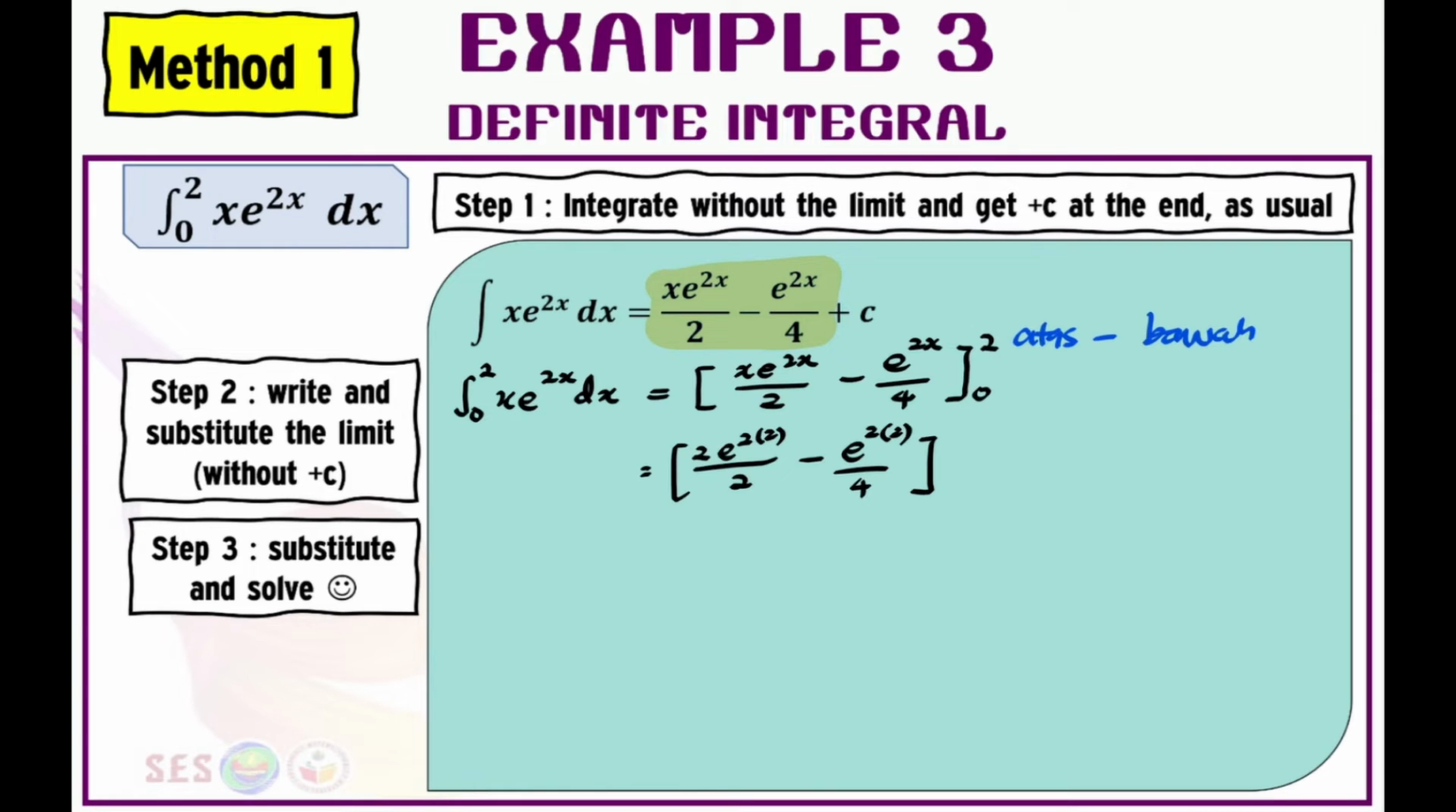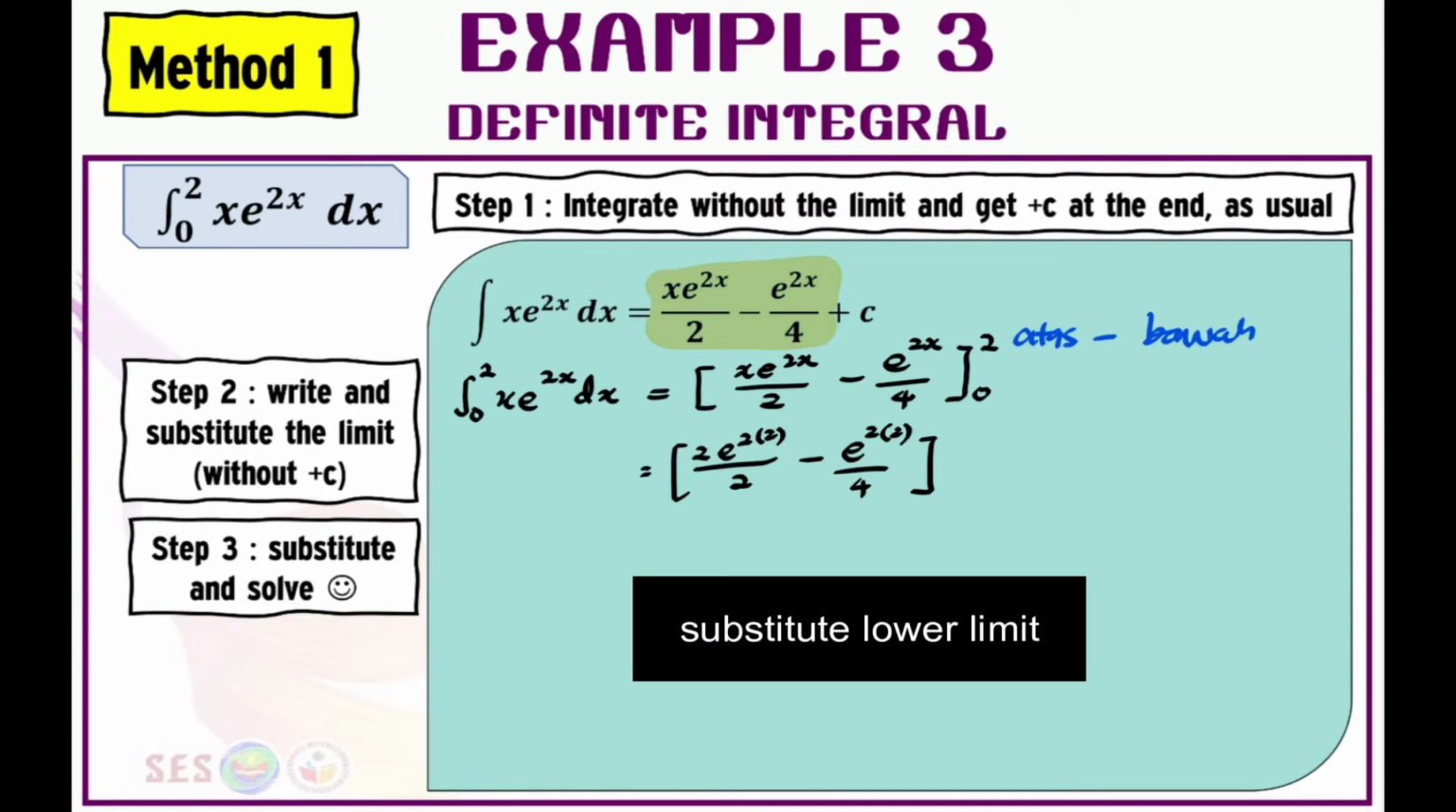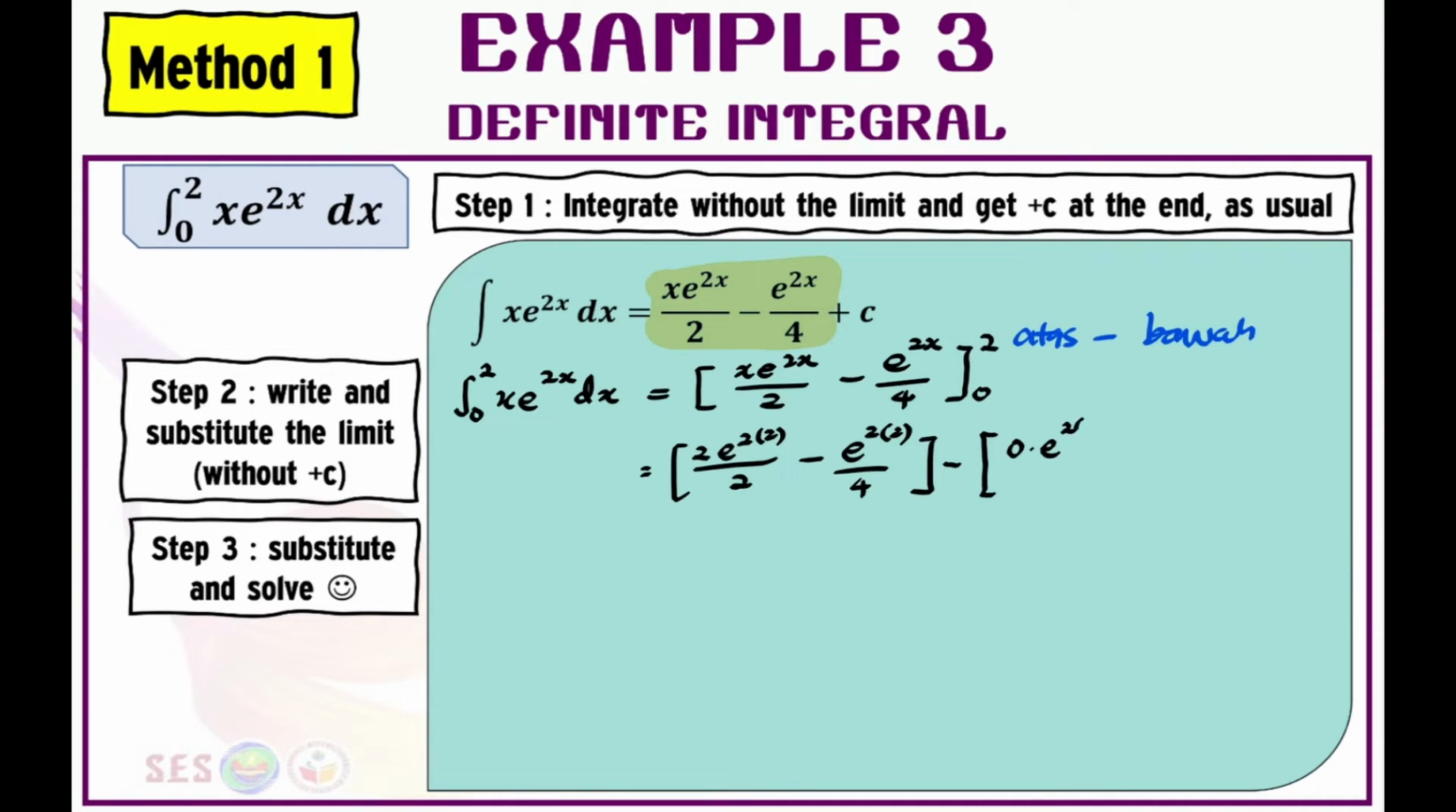Okay, so done with substituting upper limit, which is 2. So now I'm going to substitute the lower limit, which is 0. So 0 multiply e, 2 multiply 0 over 2 minus e, 2 multiply 0 over 4. Okay, so I would like to remind you, e to the power 0 is not 0, yeah? So just press the calculator and you will see the answer.